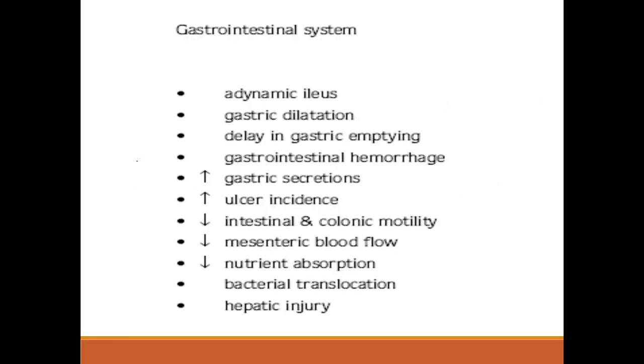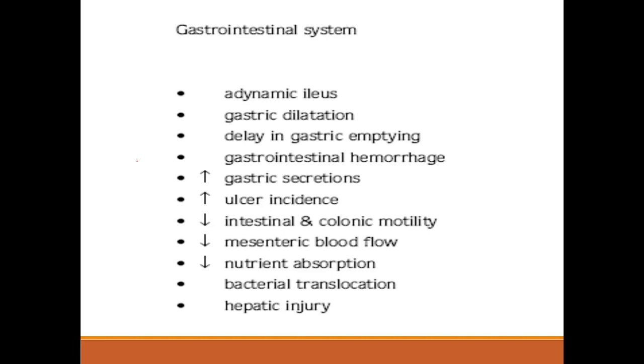The gastrointestinal system: they could have adynamic ileus, okay, and this will predispose them to vomiting and aspiration. There is gastric dilatation. You need to pass an NG tube during your resuscitation, because with gastric dilatation and ileus, there is accumulation of fluid which will predispose the patient to vomiting and aspiration. There's delay in gastric emptying. There's gastrointestinal hemorrhage, okay? And this hemorrhage could be massive.